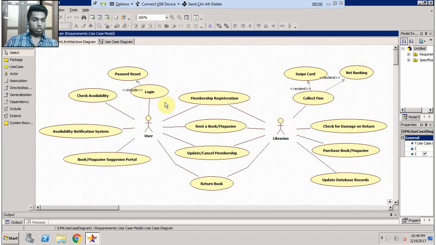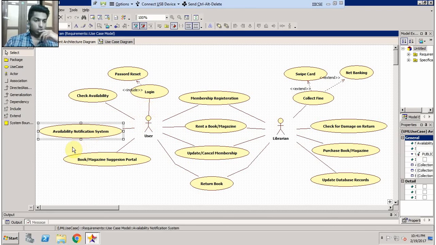Now, once registration has completed, the user may log in without the librarian's intervention. So that is why there is a login which is not associated with the librarian, and there might be a chance where the user may forget the password. So there is a password reset; it includes a password reset option. Then another one is to check availability of a book. The user may check the availability of a book by themselves, without the help of the librarian.